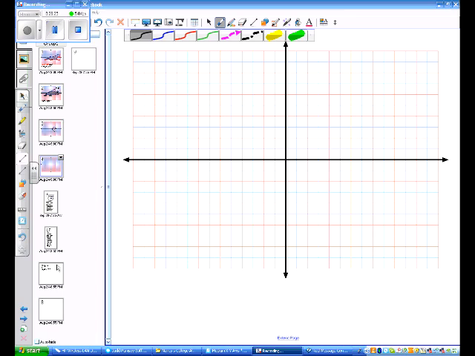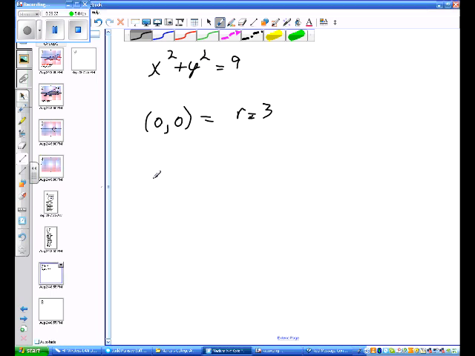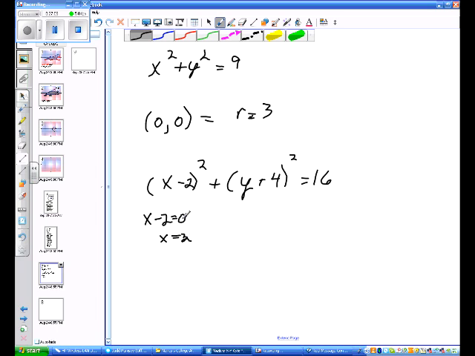If we had as our equation (x minus 2) squared plus (y plus 4) squared equaled 16. Okay, our center, now this is in the form of x minus h. So h is going to be 2. Now another way of finding it is like what we did when we were doing our transformations. If we set that equal to 0 and solve, then x equals 2.